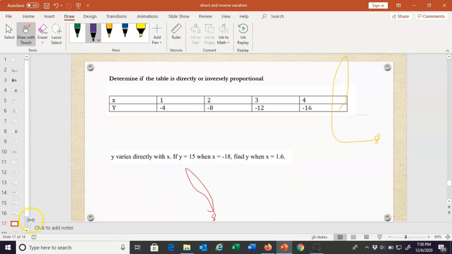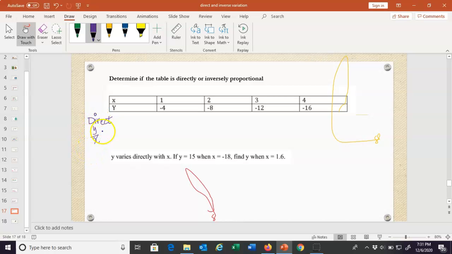All right, 2 more for us today, kind of just wrapping up everything we did. We've looked at the table type questions, and then we've also looked at these equation type questions. So here's the first one. We need to remember the 2 rules we're going to check. For direct variation, remember we're going to check to see if y over x is a constant value.